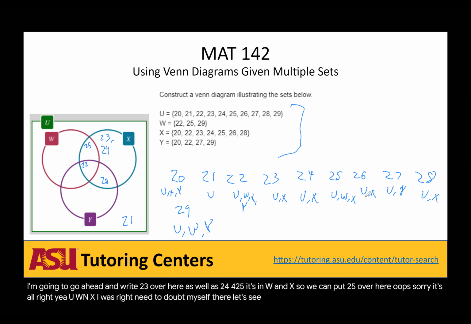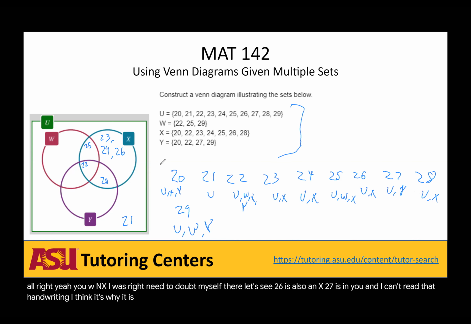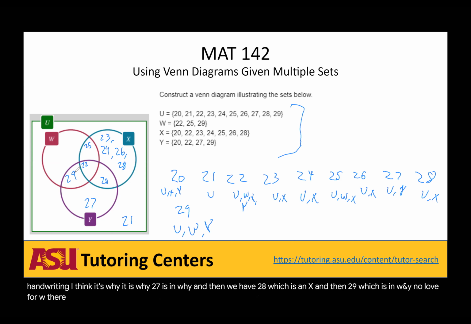Let's see. 26 is also in X. 27 is in U, and I can't read that handwriting. I think it's Y. It is Y. 27 is in Y. And then we have 28, which is in X. And then 29, which is in W and Y. No love for W there. Sorry about that.